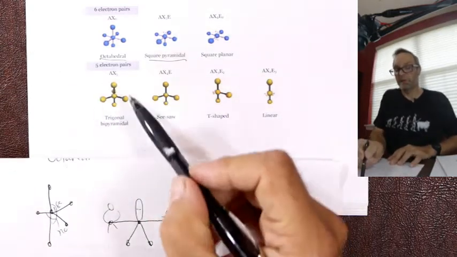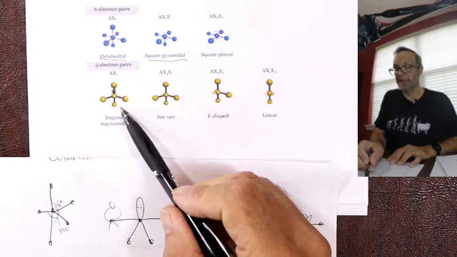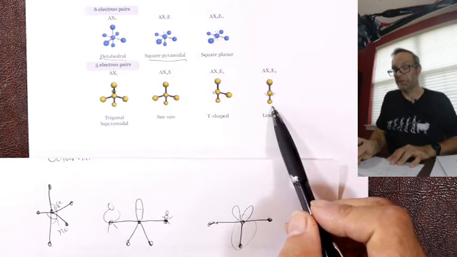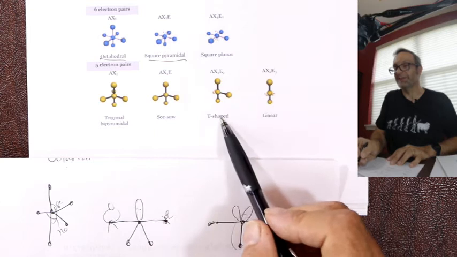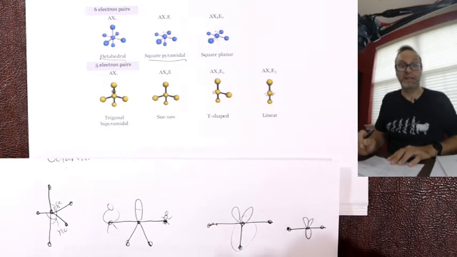And there they are. So remove one from around the waist, two from around, so same, none. One, two, and three removed from around the waist. We go seesaw, T-shaped, and linear. I'm literally about to run out of time, so we'll pause there, come back in a second.